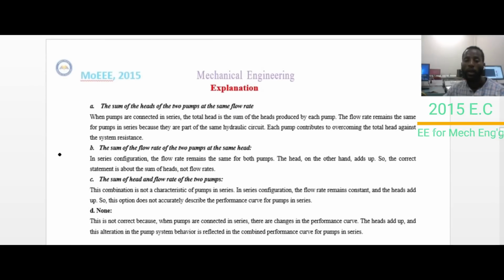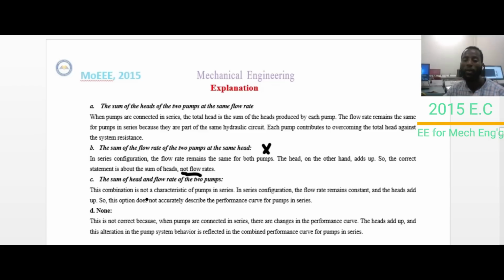In A, the sum of the head of the two pumps at the same flow rate. When pumps are connected in series, the total head is the sum of the heads produced by each pump, and the flow rate remains the same because they are part of the same hydraulic circuit, and each pump contributes to overcoming the total head against the system resistance. In B, the sum of the flow rate of the two pumps at the same head. In series configuration, the flow rate remains the same for both pumps, and the head adds up. So the correct statement is about the sum of head, not flow rate. So this is not the correct answer.